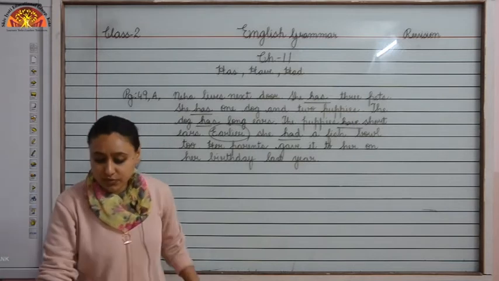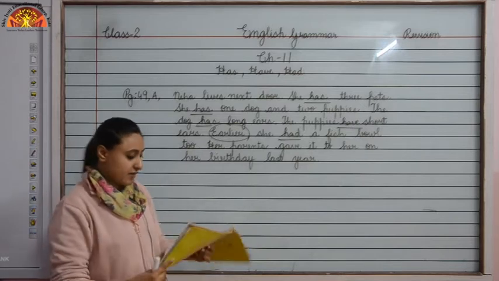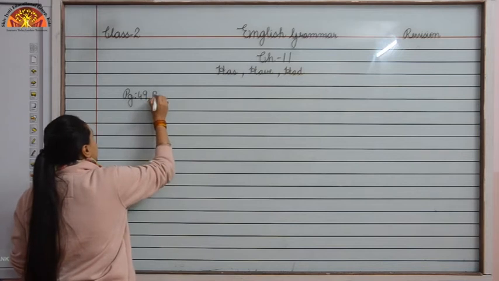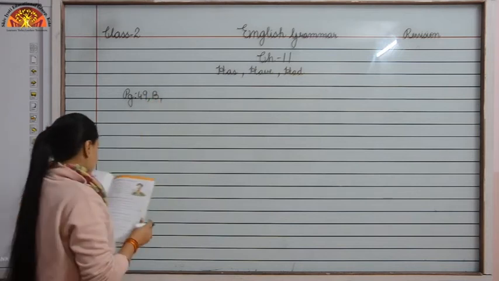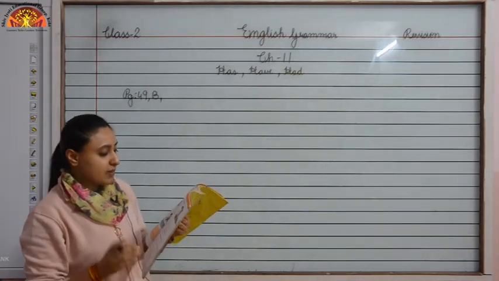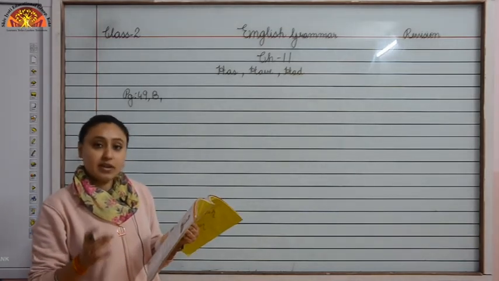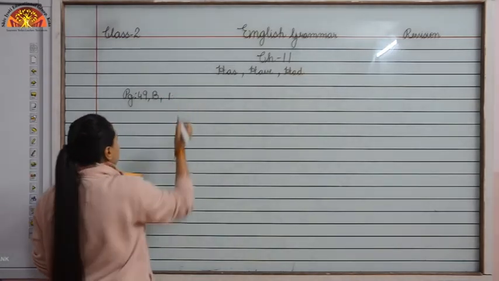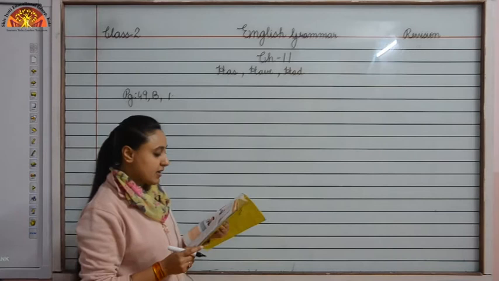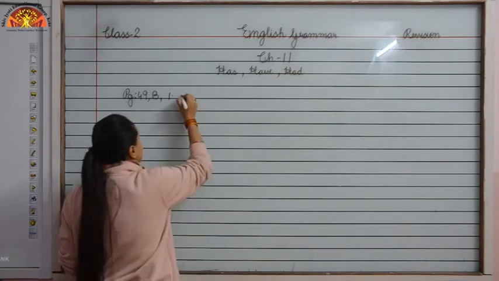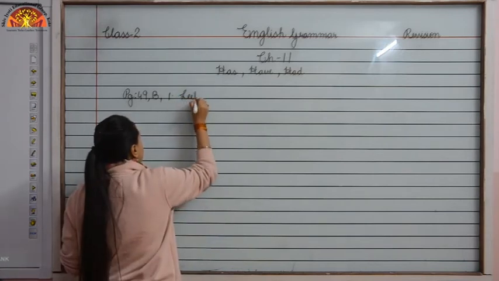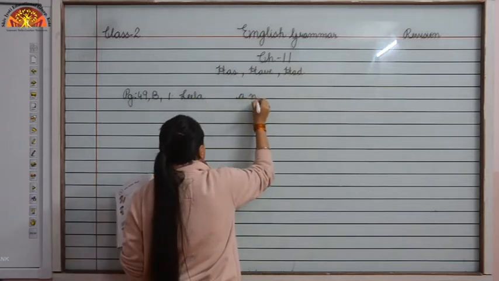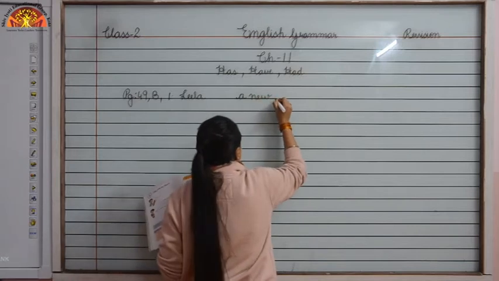Now children, we move to question B. Let us revise question B. Question B, page number 49. Okay. So the question is fill in the blanks with the verbs has, have or had. So children, some sentences are given to you. You have to fill the blanks using has, have or had. Number 1 is Leela dash a new dress.